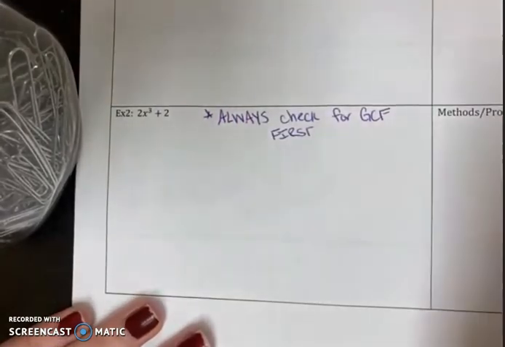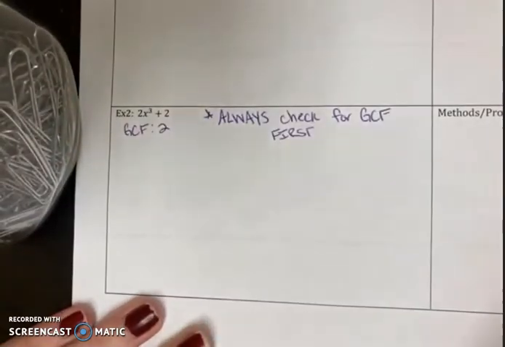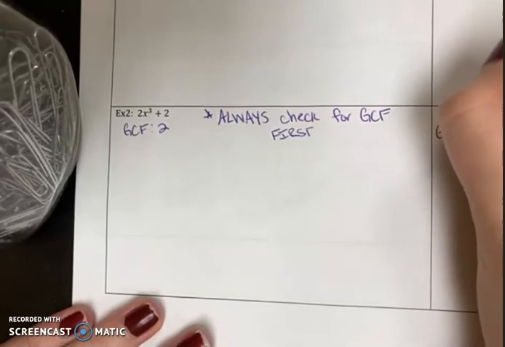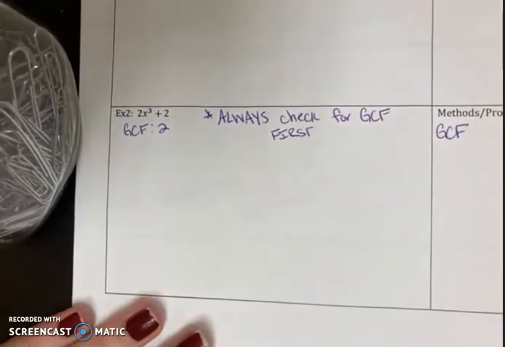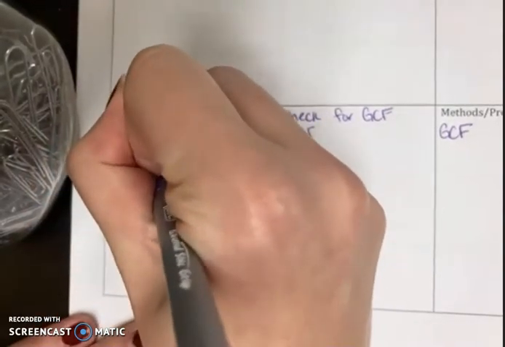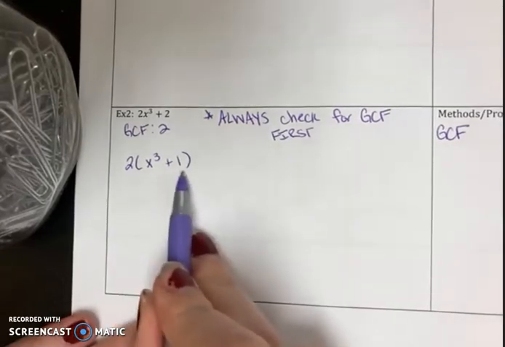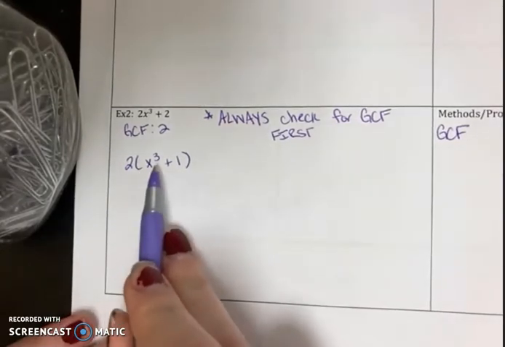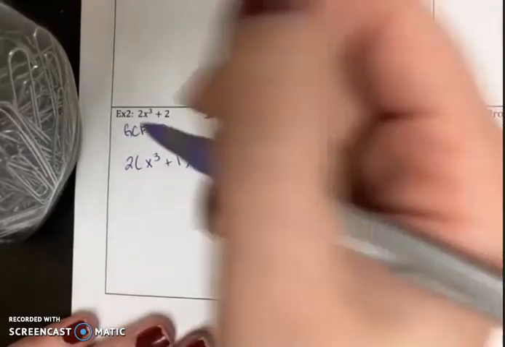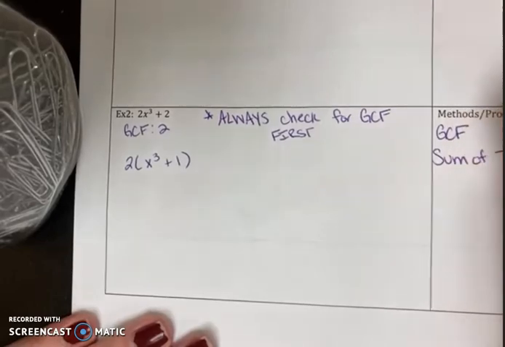So I do recognize that there is a GCF here of 2, meaning where it says methods or problem solving tactics, the first thing we're doing is we're pulling out a GCF. Once we pull out a GCF of 2, we'll see that x cubed plus 1 remains. And we need to ask ourselves, can we factor this further? The answer is yes. This is a sum of 2 different cubes. So sum of 2 cubes.